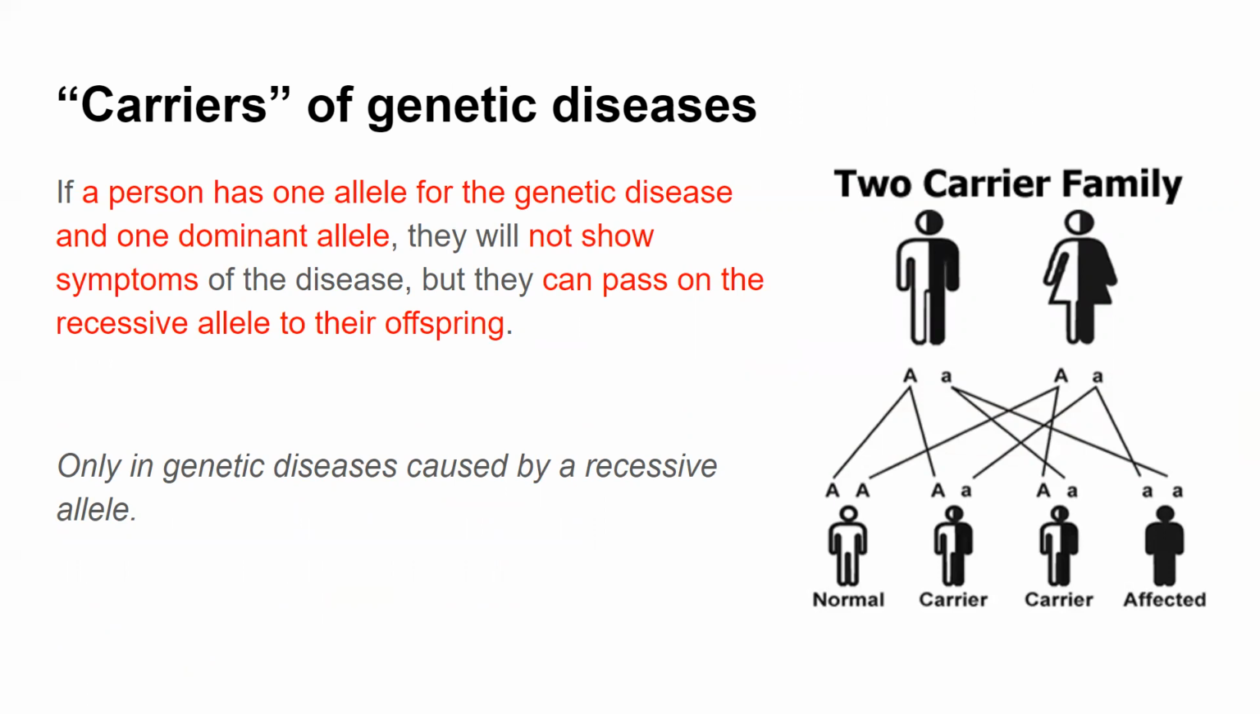It says here, only in genetic diseases caused by a recessive allele. Why could you not be a carrier for a dominant disease? Because it's dominant. If you have even one allele, you're showing, right? So you can't be a carrier. It's a dominant genetic disease. Even one allele, you have the disease. So we can only have carriers in the case of recessive genetic disorders.